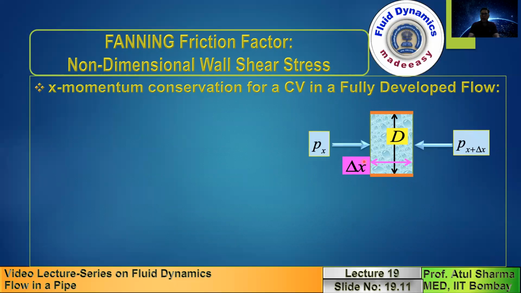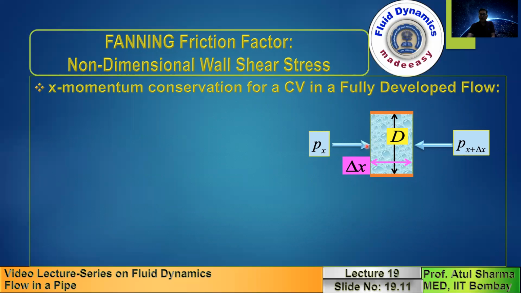This is the pressure acting on the left surface, Px. This is the pressure acting on the right surface of the control volume, Px plus delta x. This is surface x, this is the surface x plus delta x. The length is delta x. So the pressure acts normal to a surface.